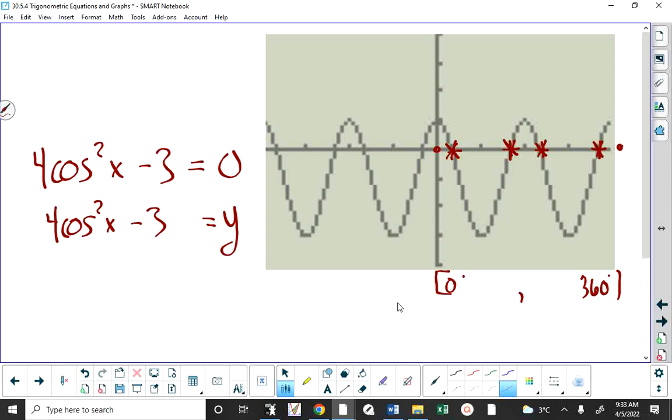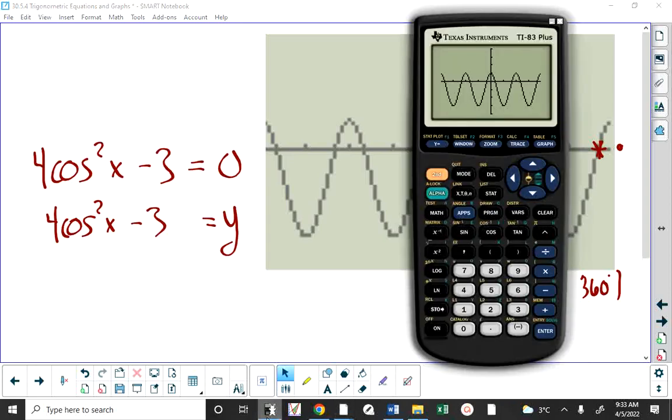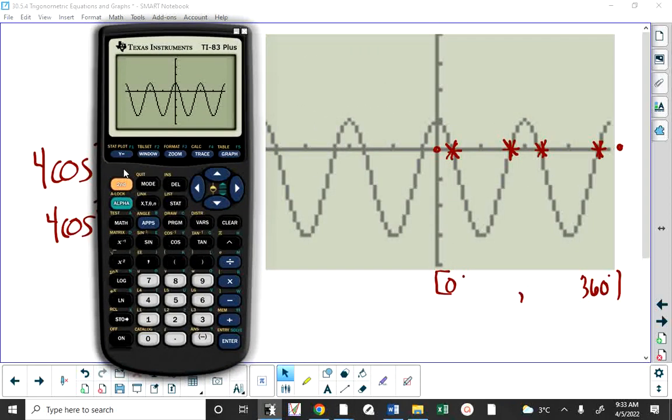If we find those x-intercepts, and I'm not going to find all 4. Okay, we go to our calculate menu and we choose 0, and we put the cursor to the left of an x-intercept. I'm going to go with the first one. We hit enter. We scroll because it's saying right boundary. We hit enter, and you're going to get 30 degrees. And you could find the other ones that way as well.